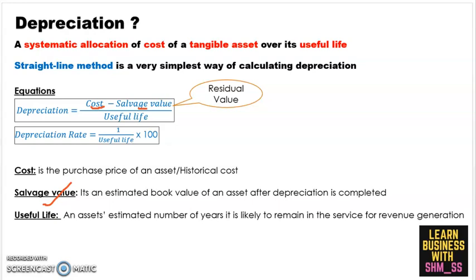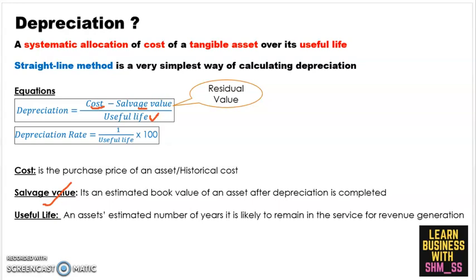Next is useful life. Useful life is an estimated number of years that an asset is likely to be retained or remain in service or for generating revenue in the company or factory or anywhere else.